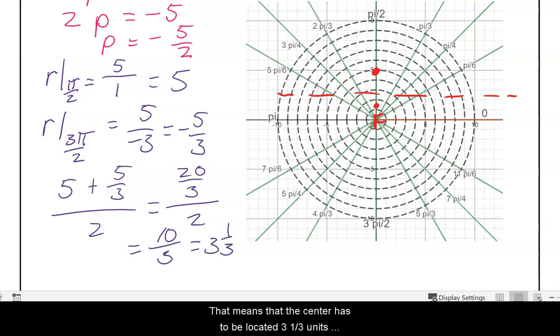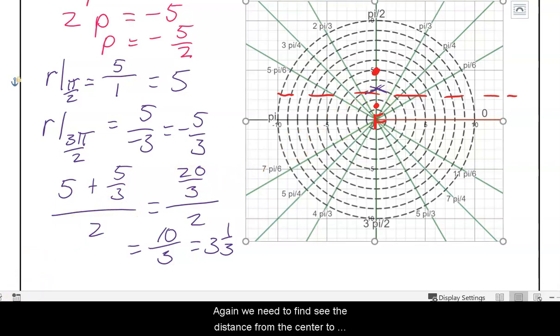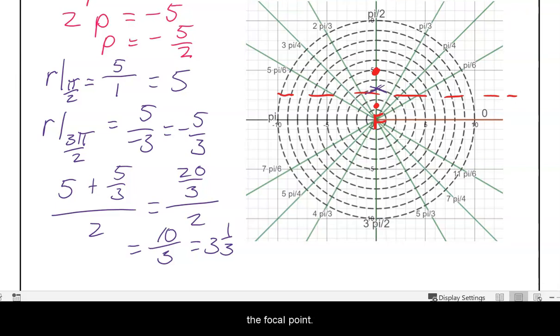That means that the center has to be located 3 1/3 units from the origin on the rectangular system. 1, 2, 3 1/3. You can see that that is halfway in between the two major vertices for the hyperbola. Now that we know where the vertices are, how can we locate the rest of it? Again, we need to find C, the distance from the center to the focal point.